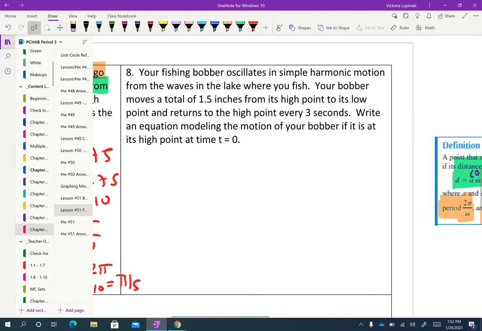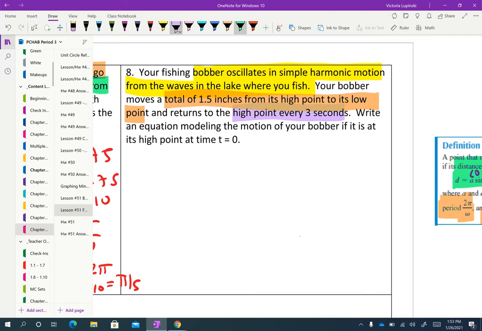So number 8, you're talking about a fishing bobber. That means when you fish, you attach it to the end of your line, you throw it into the water so that you can see where your line is. And basically it oscillates in simple harmonic motion from the waves while you fish. Your bobber moves a total of 1.5 inches from its highest point to its lowest point, and it returns to its high point every 3 seconds.